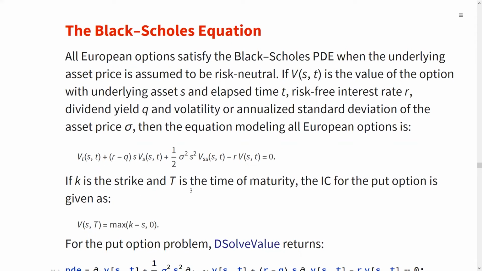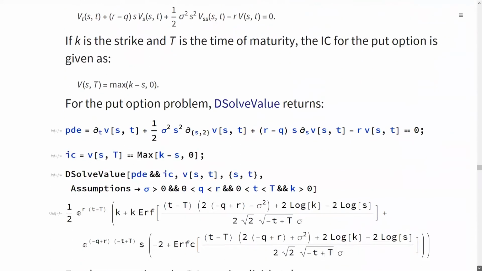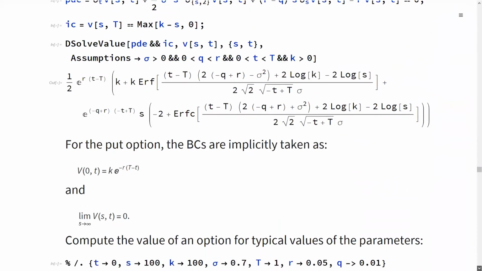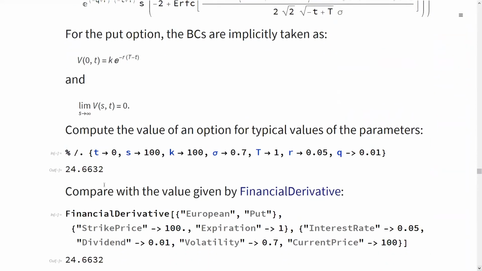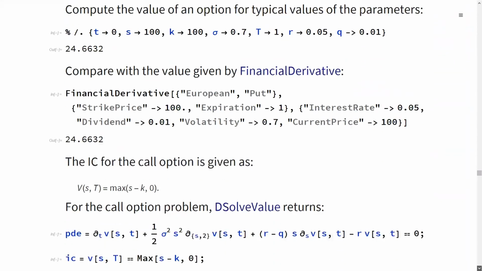If K is the strike and T is the time of maturity, the initial condition for the put option is given like this. For the put option problem, this returns this solution. If we compute the value of an option for typical values of parameters like this, and substitute these parameter values into the solution, we get this value. If we compare this with the value given by the financial derivative, we see that we get the same result.